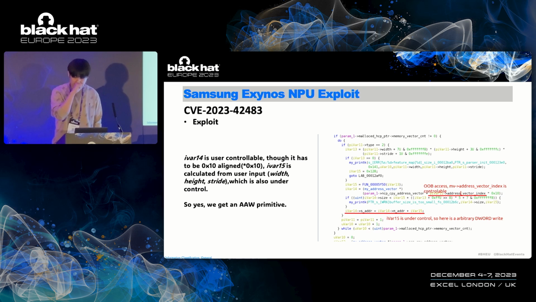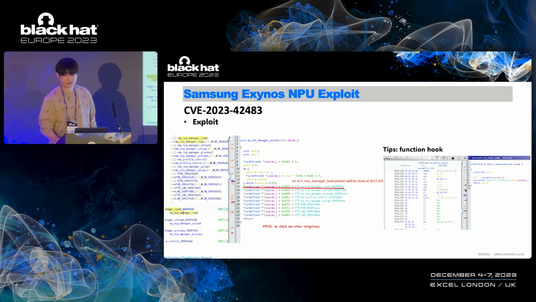So how can we exploit it? As we can see, a few lines after the bug, the local variables v14 and v15 are all user controllable, which are calculated by the width, height, and the stride, saving the memory vector, which we all control. So here we get an arbitrary address write primitive. To use this arbitrary write, we can change the native task handler to our shellcode's address.